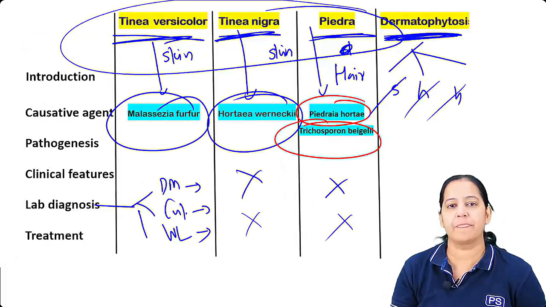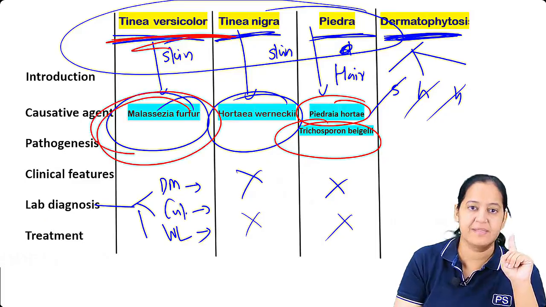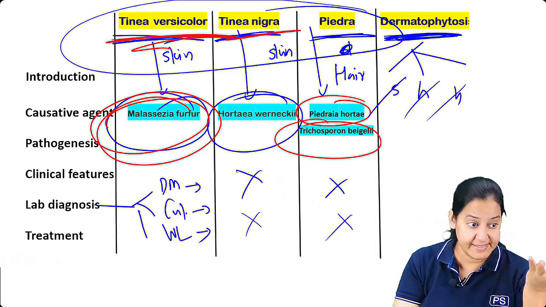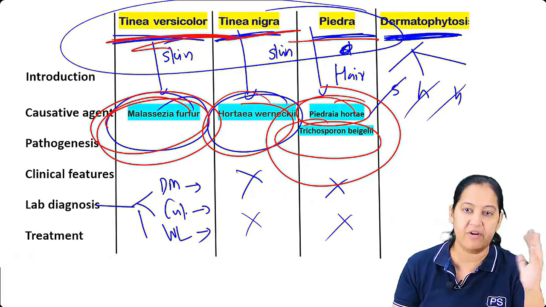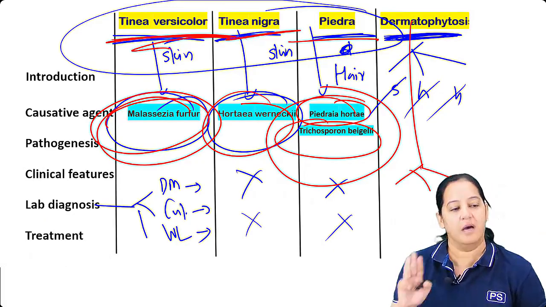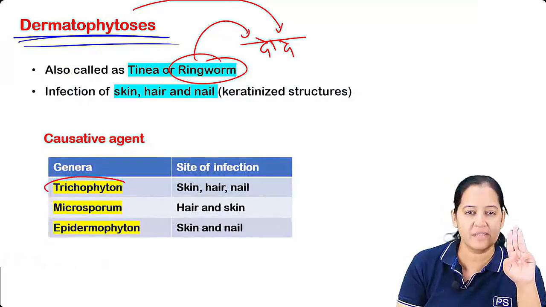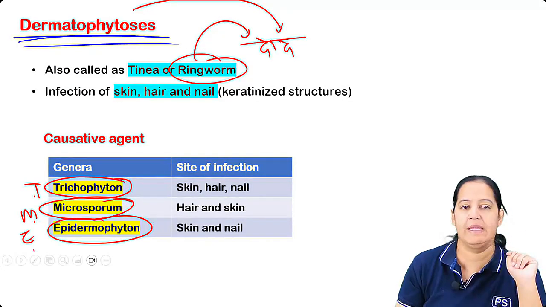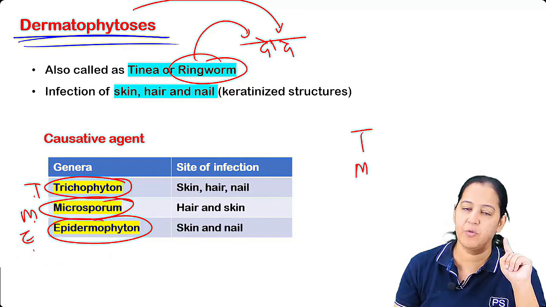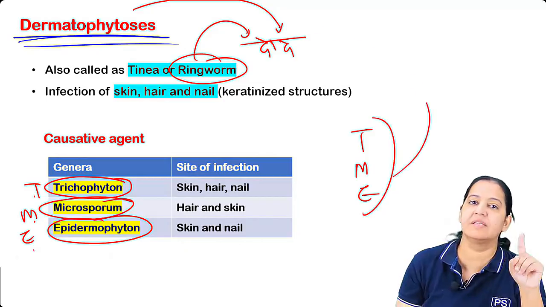As I told you, Tinea versicolor: the corresponding fungus is Malassezia furfur. Tinea nigra is a disease, the fungus is Hortaea werneckii. Piedra: you know the two fungus causing black and white piedra. Here we have three different fungus in dermatophytosis. Please learn the names of the three fungus. The first is Trichophyton, number 1. Number 2, Microsporum. And number 3, Epidermophyton. So you can learn it as TME. Trichophyton, Microsporum, Epidermophyton are the three fungus which all cause the disease dermatophytosis.